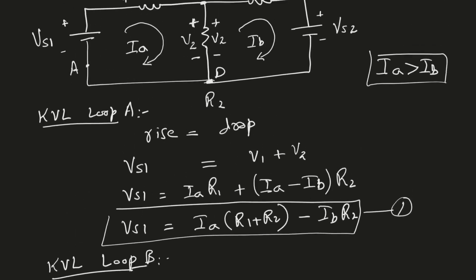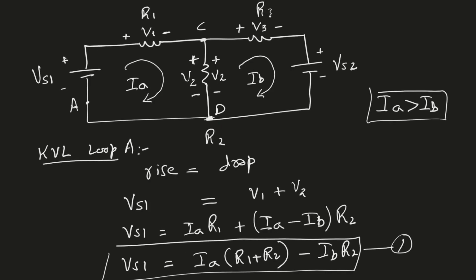In loop B, I have to apply KVL. Now if I go clockwise from point D to C, then C to E, and then E to F, I will see what is a voltage drop and what is a voltage rise. The first voltage, when I go from D to C, is a voltage rise for me. So you see the difference from before. Now we are assuming that IA is larger than IB. So if that's the case, this is a voltage rise for me when I go from D to C.